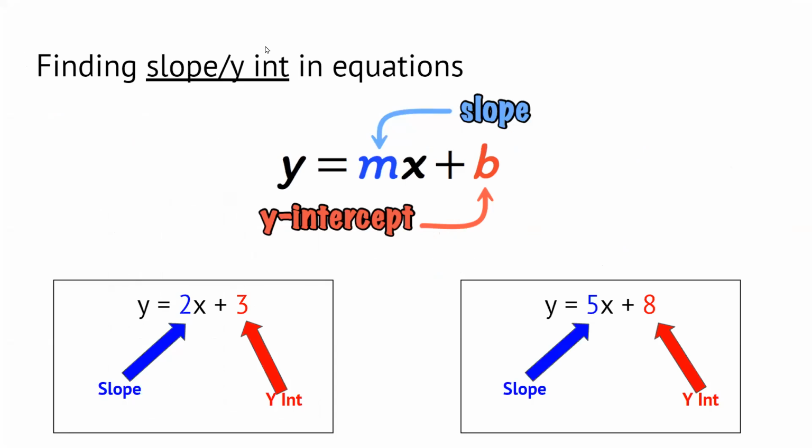So looking at equations, the basic equation of a line is y equals mx plus b. The m is the slope and b is the intercept. So in the two examples, we have y equals 2x plus 3. 2 is the slope and 3 is the y-intercept. And in y equals 5x plus 8, 5 is the slope and 8 is the y-intercept.